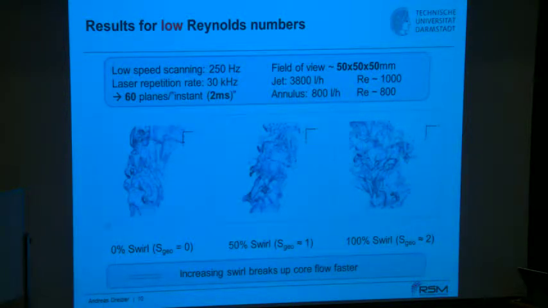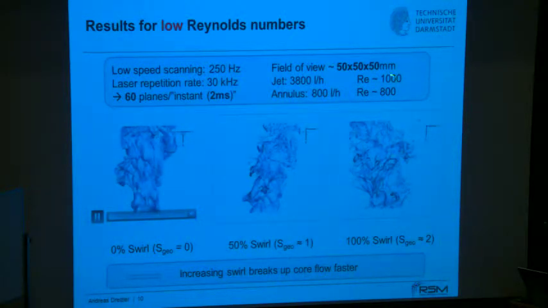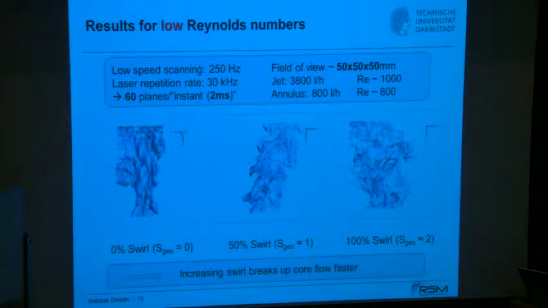Of course, that is true only because it's so slow for low Reynolds numbers, which are here in the order of 1,000 only for the jet and 800 for the annulus. Because there was some shear, you see these structures very nicely that are formed. That is here without any swirl. And of course, it breaks up into finer structures if you have higher swirl. And so that is shown here.